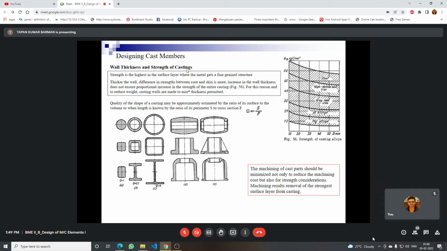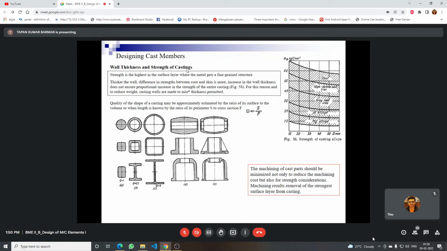At the inner surface, your cooling rate will be less. And the difference in the strength will be high in that case if the wall thickness of the casting is more. Understand? Also, another thing is, to give the final shape, to achieve the final product dimension, we always have to remove the material from the outer surfaces.